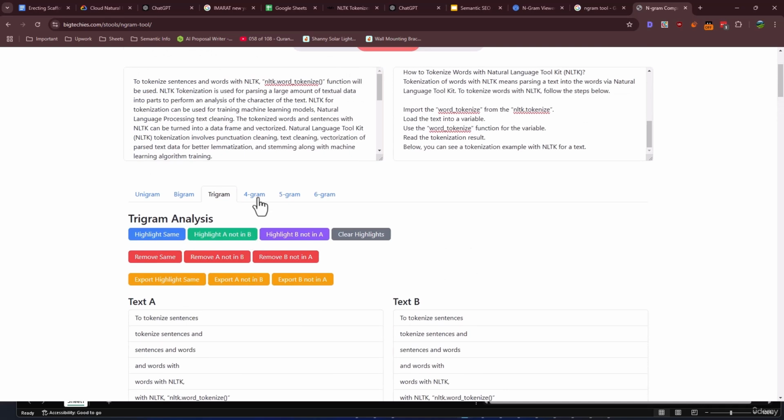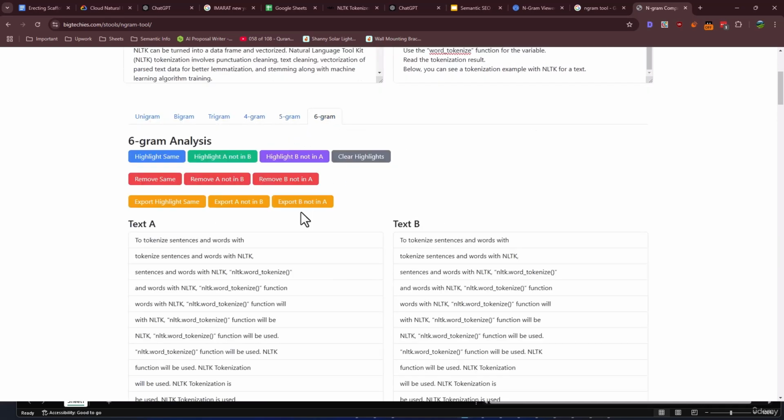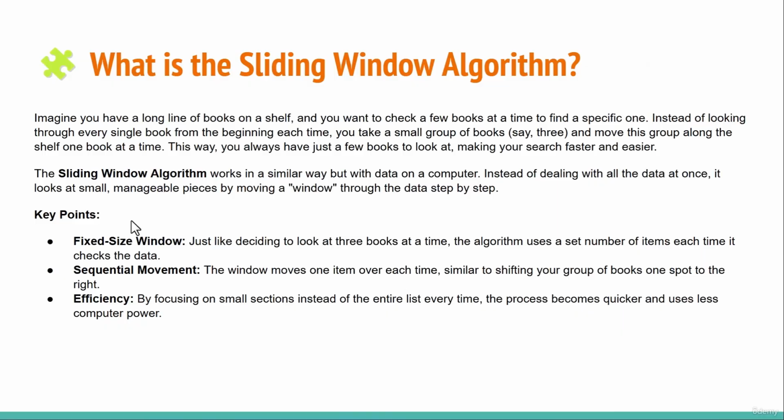If we look at others like the trigram, the same process applies, and the same is true for the 4-gram, 5-gram, and 6-gram. The first word is dropped and the last word is added. This is how we proceed. Its key points include having a fixed size such as bigram, unigram, 6-gram, 5-gram, or 4-gram. This means a fixed window is provided to it, instructing it to proceed in this sequence.